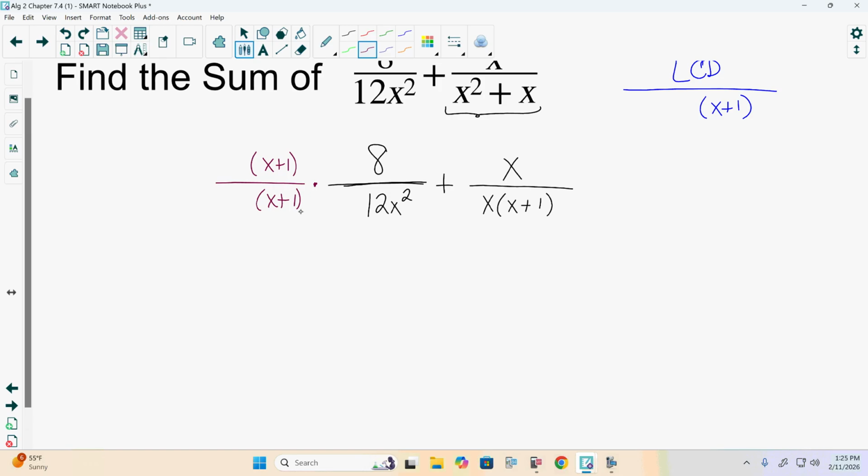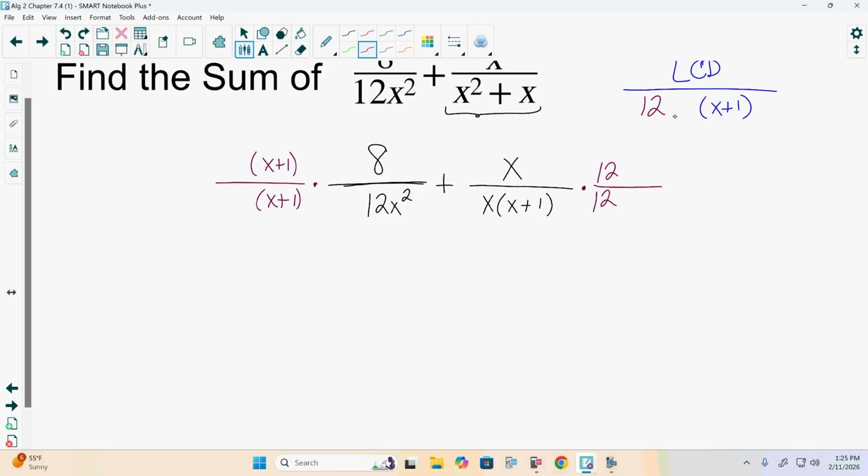Let's go the other direction. If I look at the one on the left, it has the 12x squared. We also gave it the x plus 1, so we're good there. Is there anything it has that the one on the right doesn't have? 12, for sure, which means our least common denominator would need a 12.